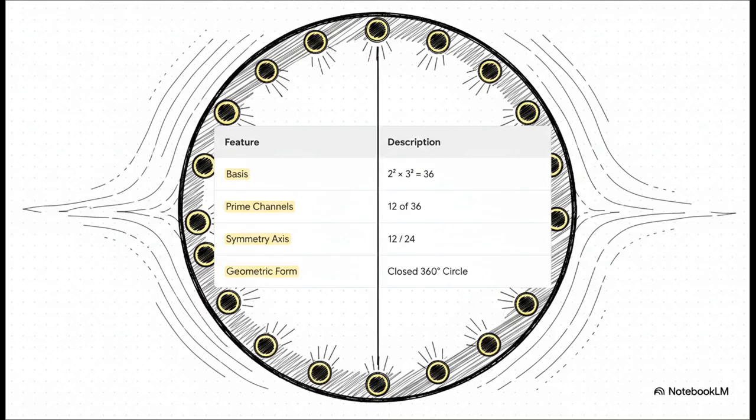So just to recap, here are the key pieces of the puzzle. The system is based on the number 36. All that prime energy is happening in just 12 channels. There's a clear symmetry to it, and it all takes place inside that 360-degree circle. This is the stage. It's where everything plays out.